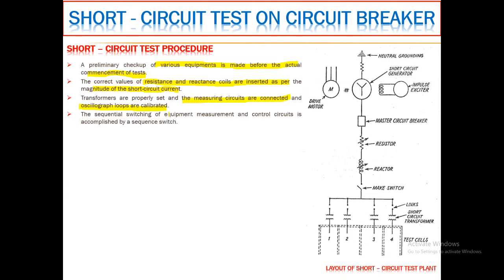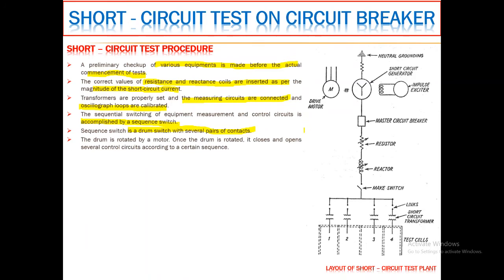The sequential switching of the equipment, measurement and the control circuit is accomplished by a sequence switch. The sequence switch is a drum switch with several pairs of contacts. The drum is rotated by a motor, and once the drum is rotated, it closes and opens the several control circuits according to a certain sequence. So these are the basic needs which you have to first configure prior to conduction of the test.